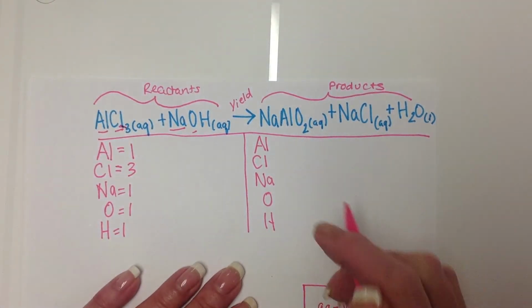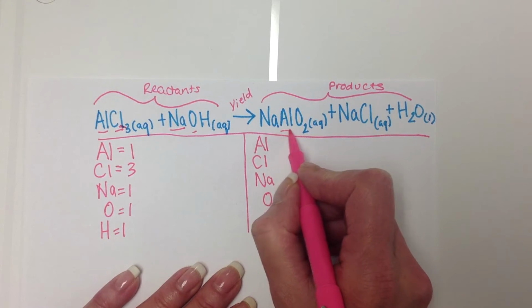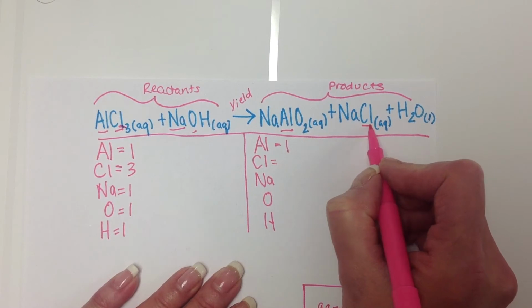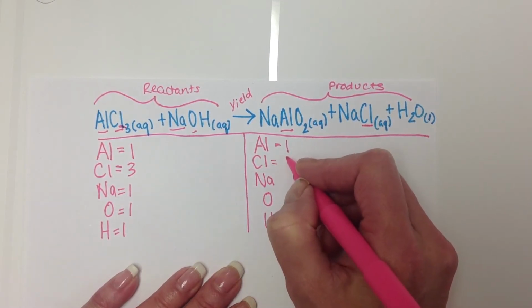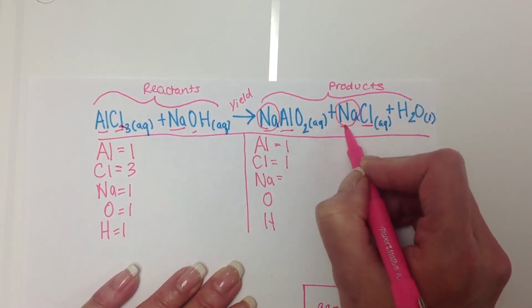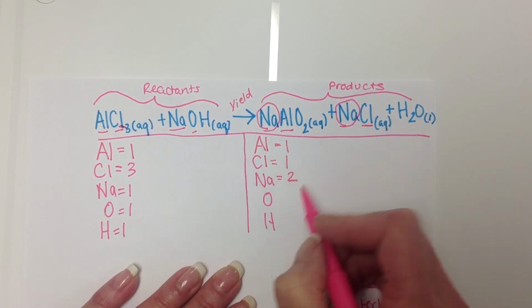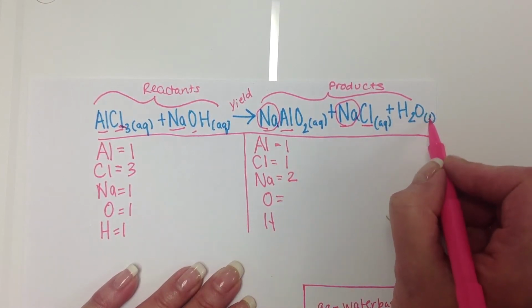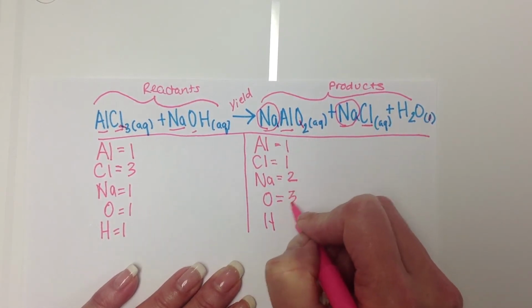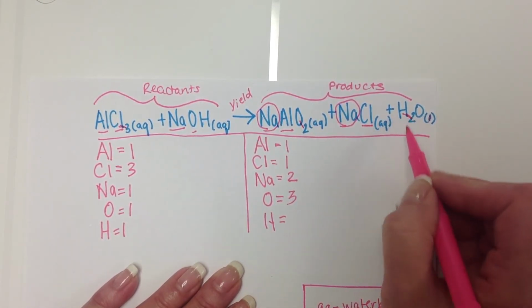On the other side of the equation, we have Al, well there's 1, there's no more here. Cl, here we have 1. Na, we have 1 Na here, and 1 Na here, that makes 2. Oxygen, that says liquid, not 1, that's not a subscript, that's in parentheses to denote the type of matter. So we only have 1 oxygen here, but yet we have 2 more over here. That's 2 plus 1 is 3. And hydrogen, we have 2.